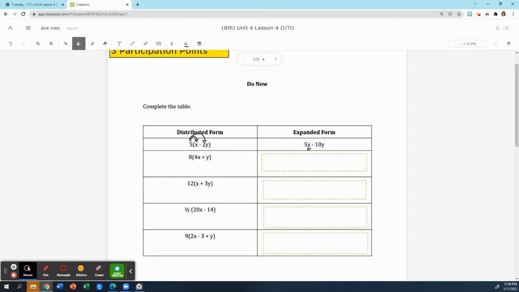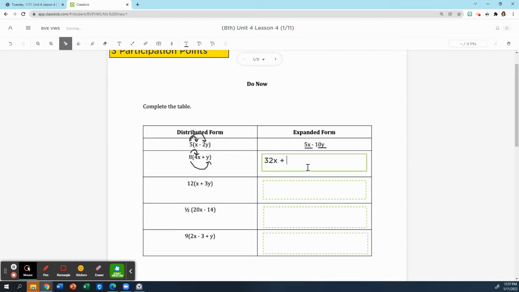And so we know 5 times x is 5x, and 5 times 2y is 10y. And so we can change our distributed form to our expanded form. We could do the same thing in 8 times (4x plus y) by multiplying 8 times 4x, which is equal to 32x. And then we can multiply 8 times y, which is just 8y.